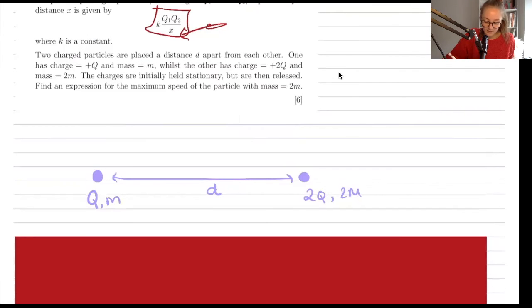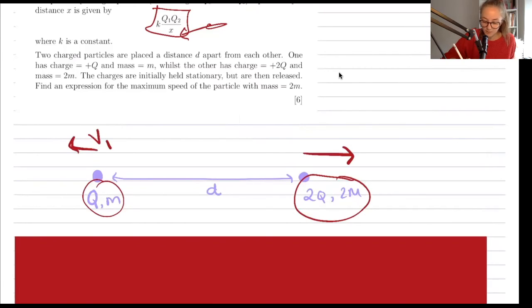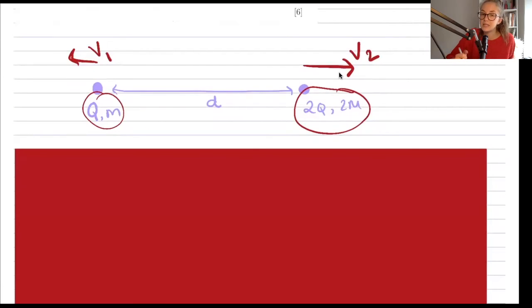So what's happening is we have this particle here with a positive charge and this particle here also with a positive charge. So they're going to be repelled from each other. We'll call this V1 and V2. And we want to know what the maximum possible speed V2 is.